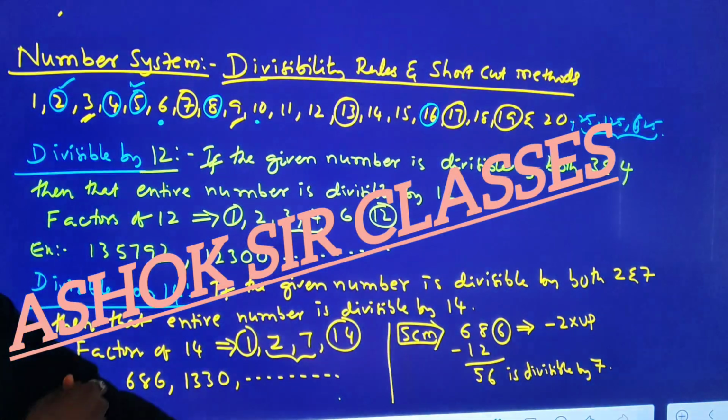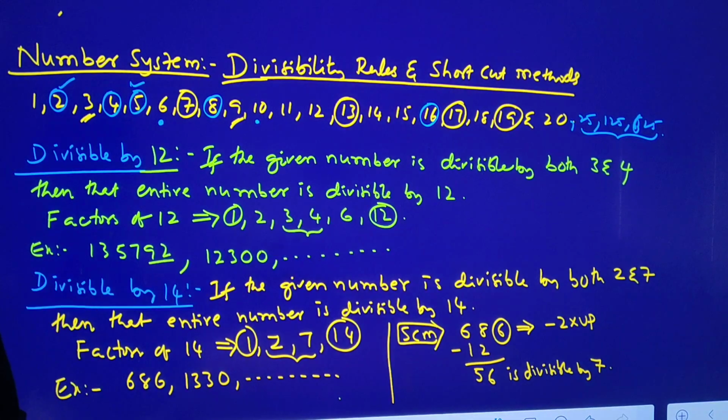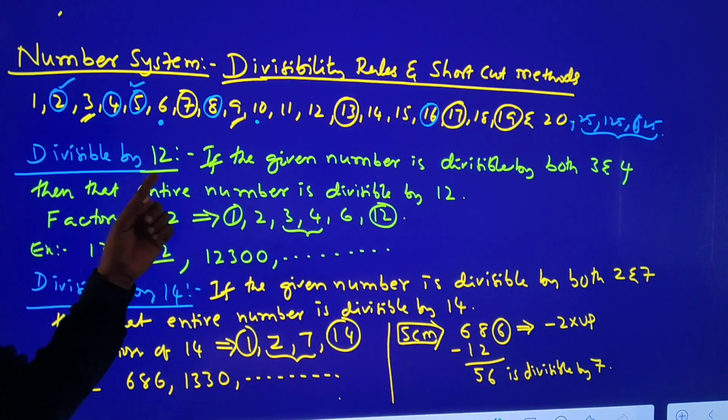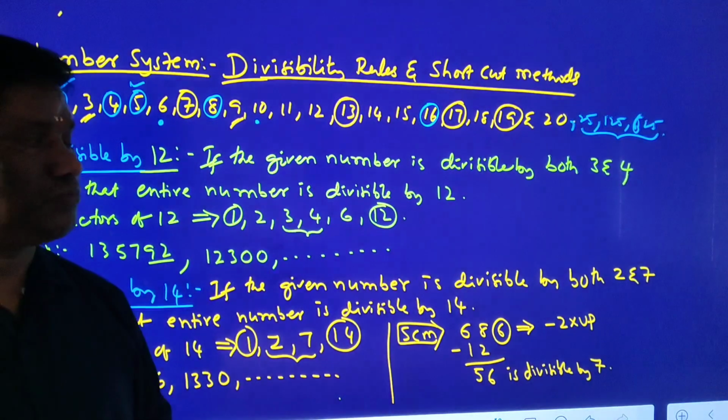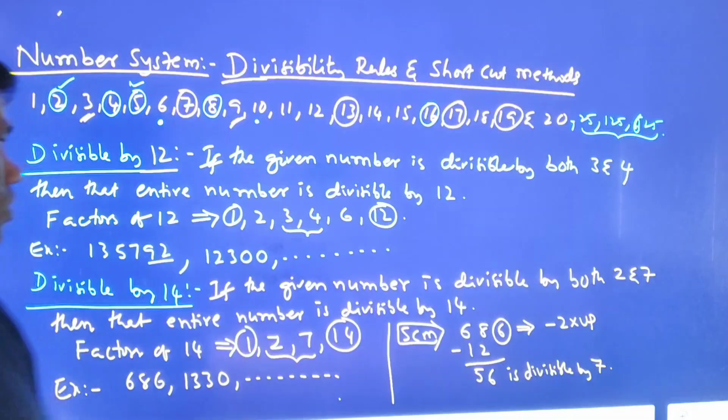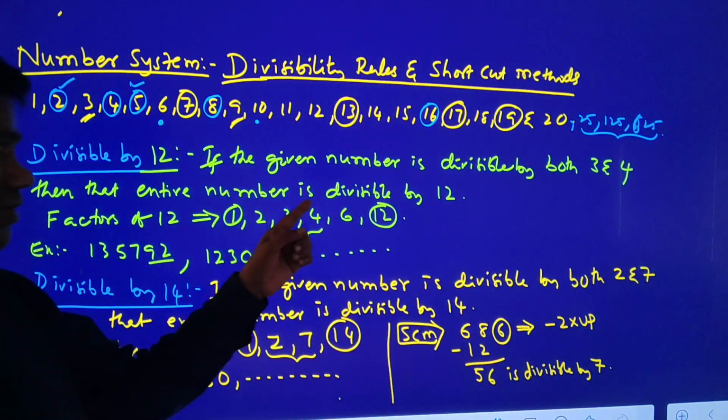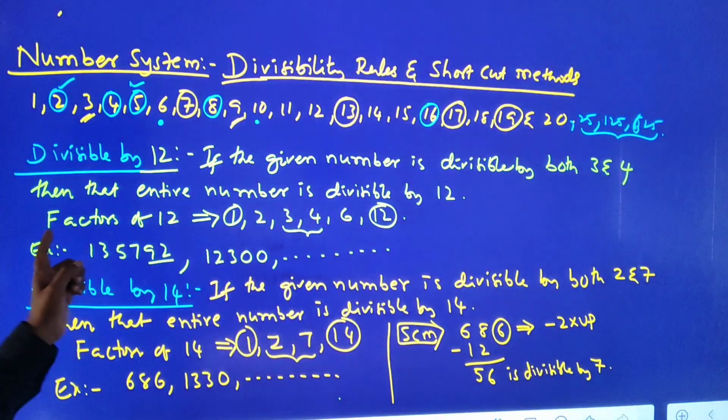We are discussing divisibility rules and shortcut methods up to 20, and here, divisibility by 12. So the shortcut method is what? If the given number is divisible by both 3 and 4, then that number is said to be divisible by 12. Here some examples are given.